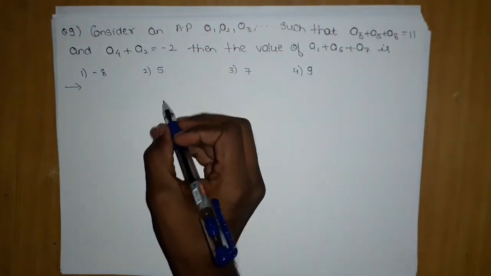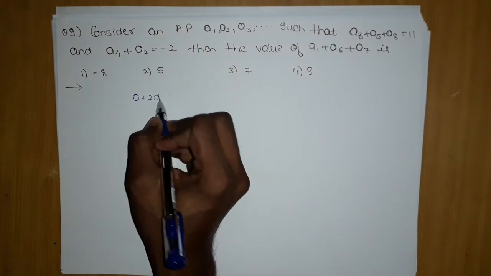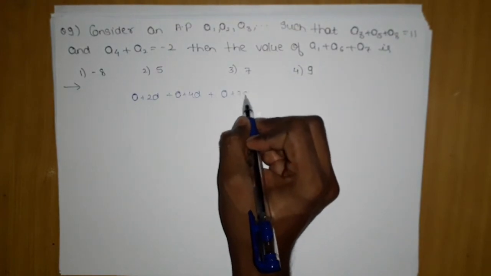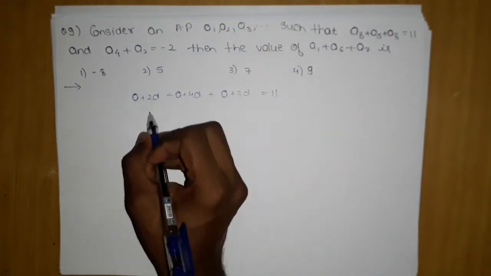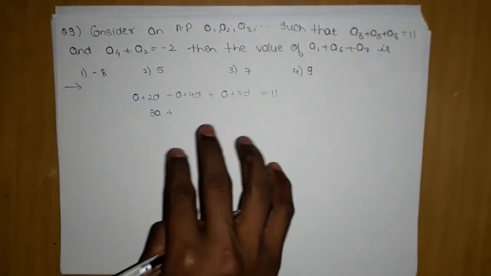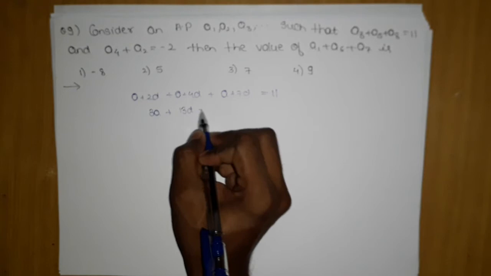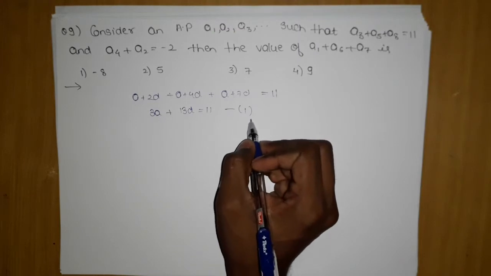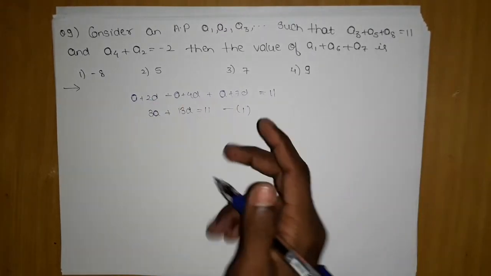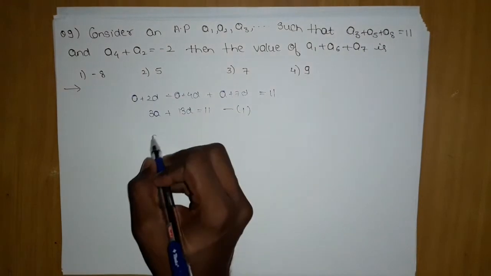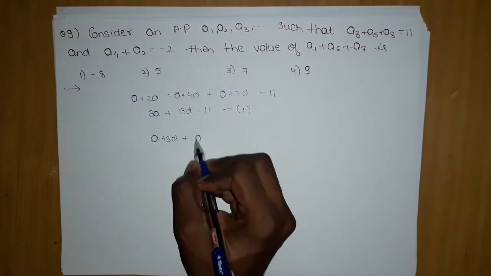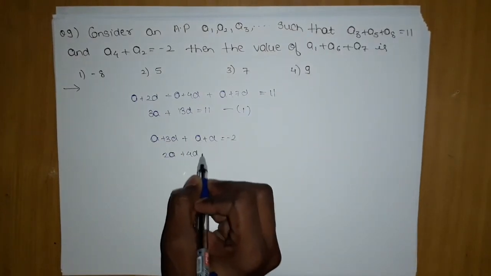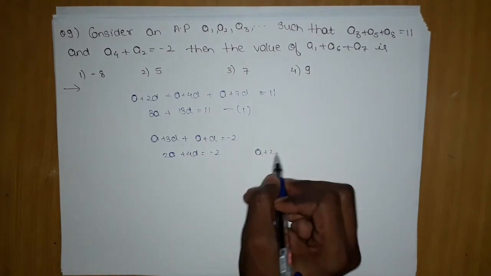Now here a3 is a + 2d, a5 is a + 4d, a8 is a + 7d. If you followed the trick, your job will be done. 3a + (2 + 4 + 7)d, that is 13d, is equal to 11. So we got this. Now, a + 3d plus a + d gives minus 2, which gives 2a + 4d = -2, which gives a + 2d = -1.